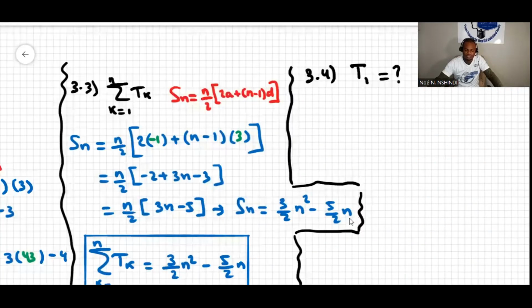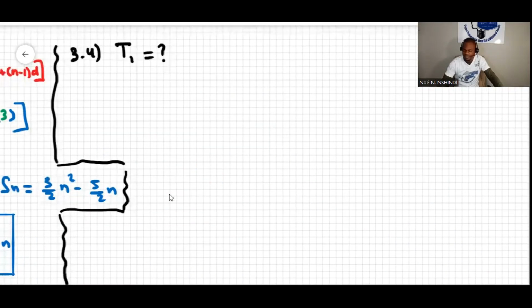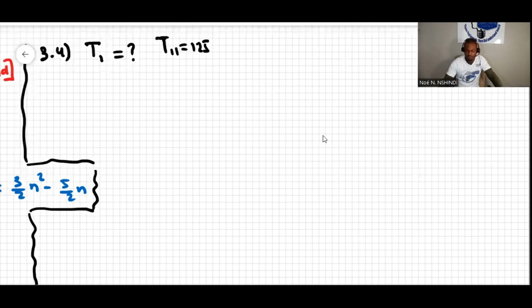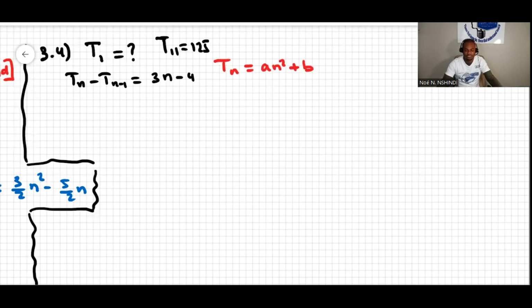Okay, so we're looking for T1, and it is given that T11 is equal to 125, and also that Tn minus Tn-1 equals 3n minus 4. Okay, what can we do? They say this is a quadratic sequence. This means Tn equals an squared plus bn plus c, because it is a quadratic sequence.